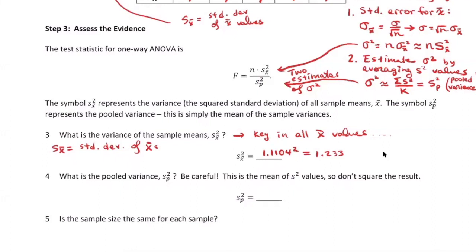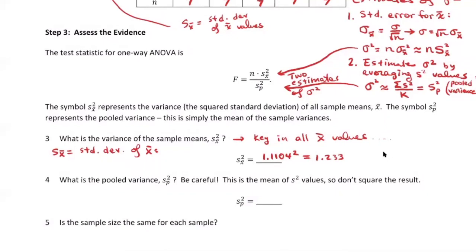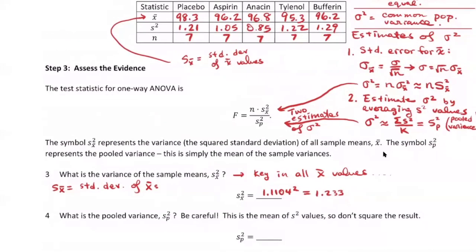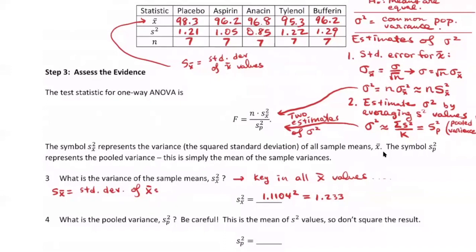Now we have to do the pooled variances, okay? Pooled variance is SP squared. That's just the average of the variances. This is the mean of the S square values, so don't square the result. It's just a mean of variances, okay? Don't do any squaring here. So add the variances up and divide by 5. You don't have to use your fancy stats for this. So right now you're adding 1.21 plus 1.05 and so on.